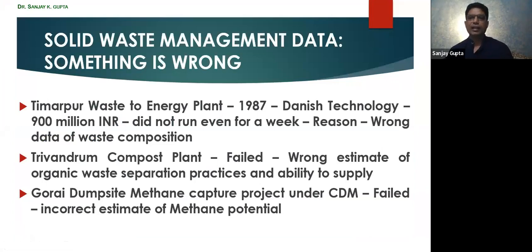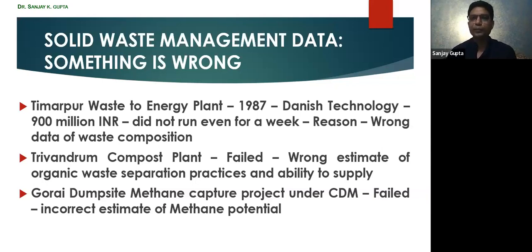Let me start with three key examples from India, and the span is pretty big. I'm talking about nearly 35 years of experience. So the first Timarpur waste-to-energy plant in India came in 1987. And it was a Danish technology, proven technology at that time. India spent over 900 million rupees to set it up. It didn't run for a week. And the reason was that the data provided to the Danish technology for processing that waste, for producing energy, was incorrect. So since 1987, nothing much has changed, unfortunately, is the truth.